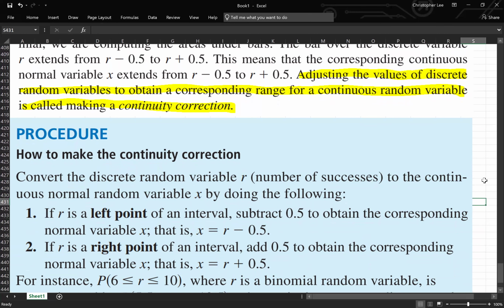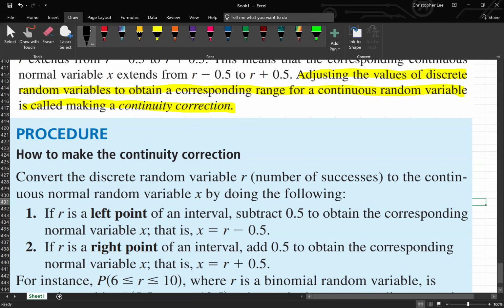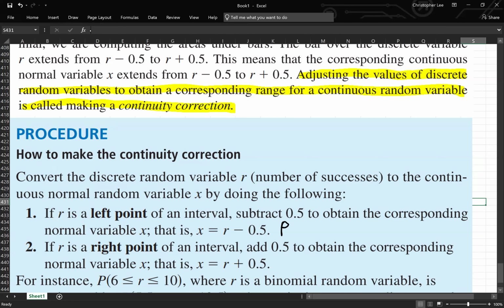So what they're trying to say right there is I'm going to subtract 0.5 when I'm asking what's the probability of R greater than or equal to something. So let's write that in real quick. Just add this into your notes real quick. This is for the probability of R greater than or equal to some number, whatever.